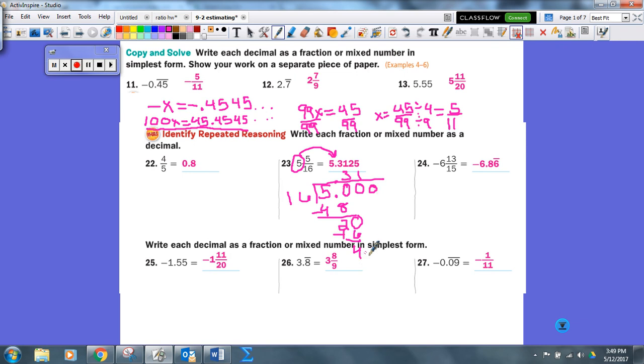Bring down another 0. 16 goes into 40 twice. 2 times 16 is 32. Subtract. 8. Bring down another 0. 16 goes into 80 5 times. And so my answer is 5.3125.